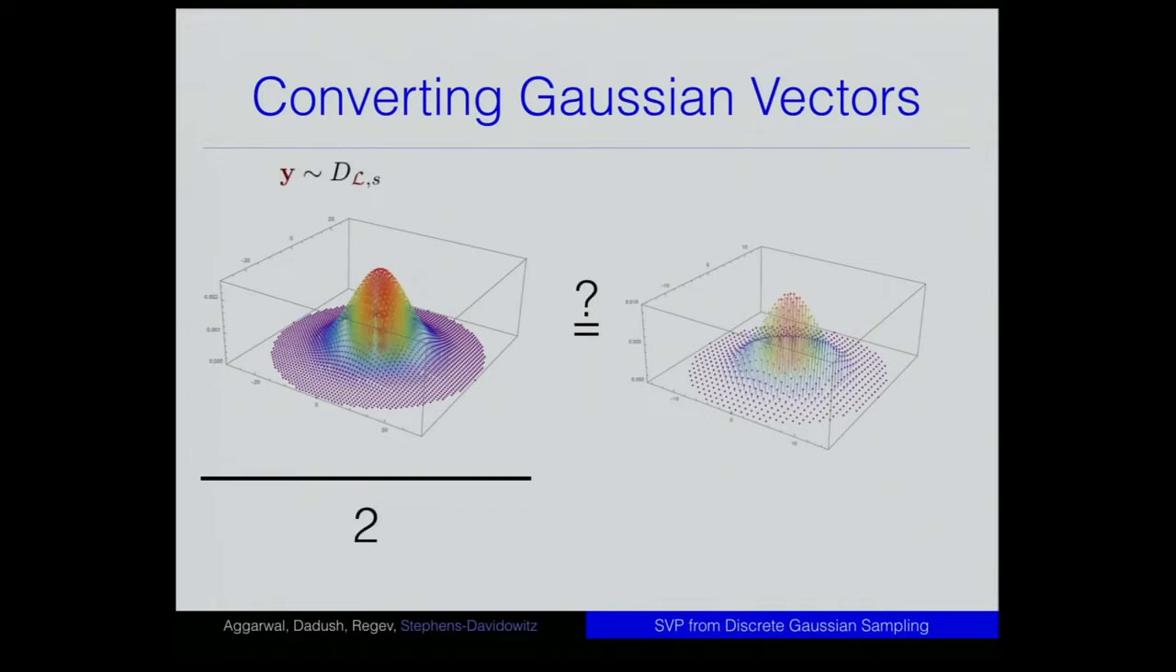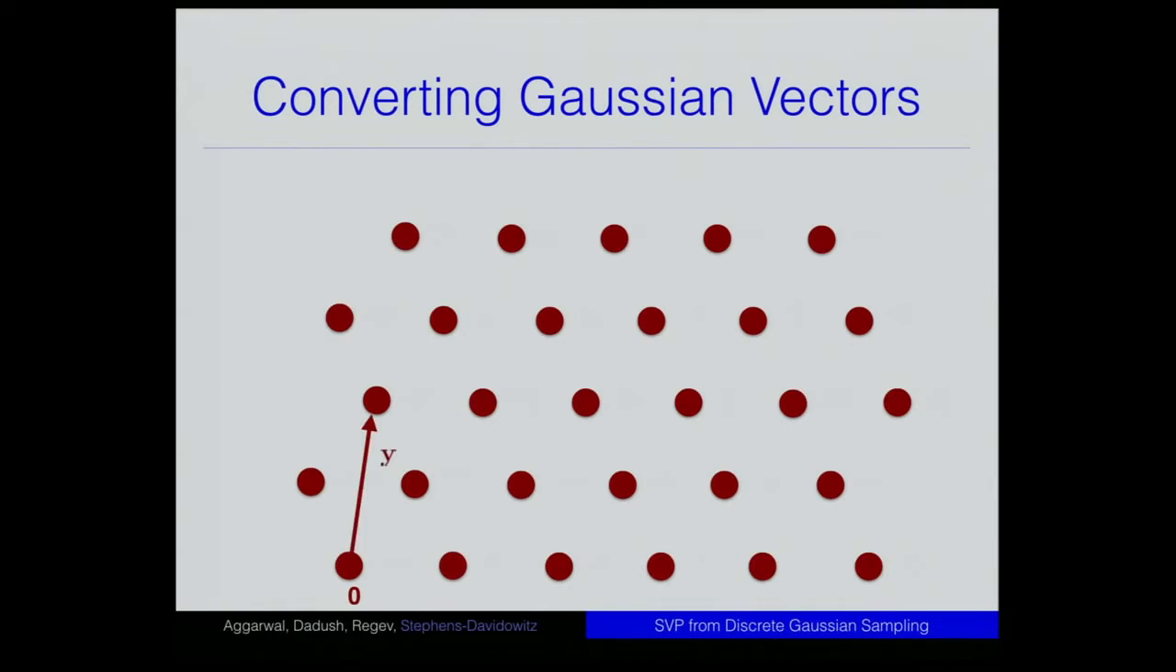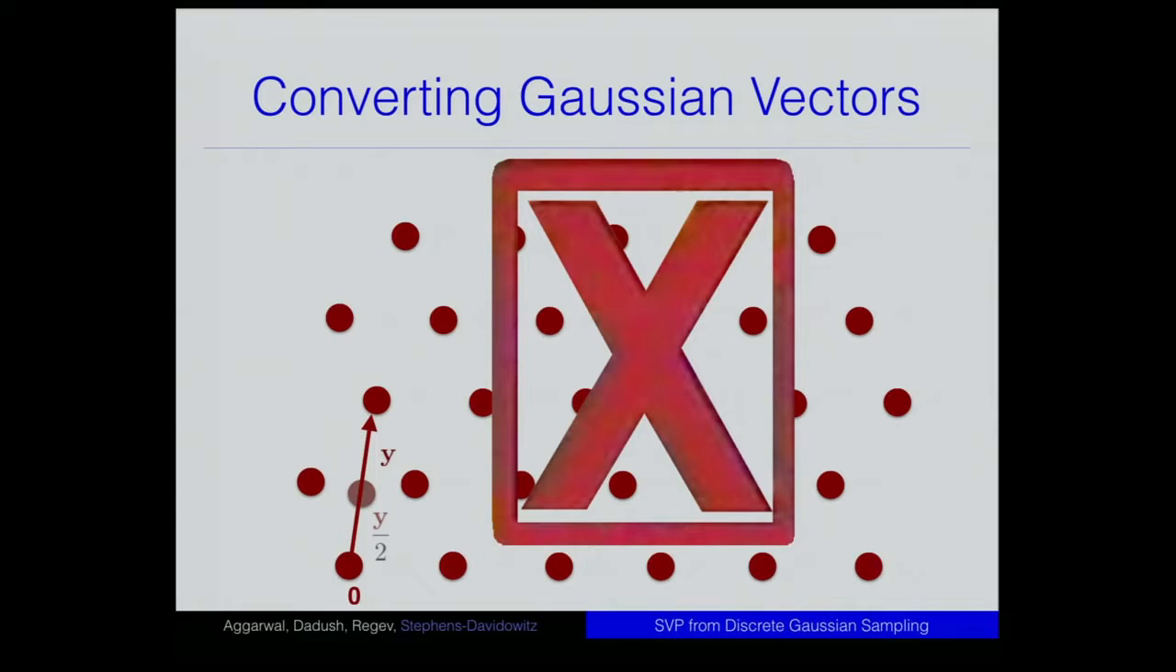So the answer is, of course, no. And the reason is quite simple. Let's say I sampled this vector, and I take half of it. Half of it's not even in the lattice, right? So this fails rather tremendously.